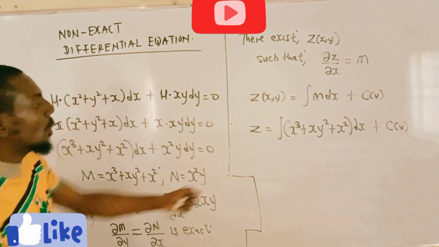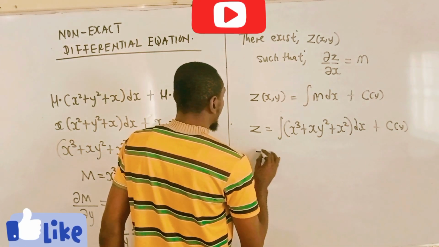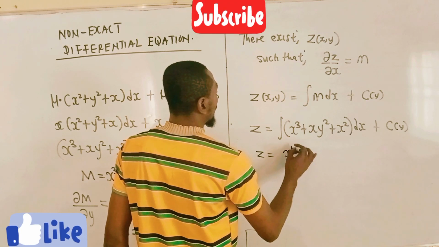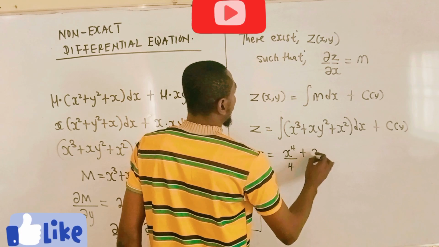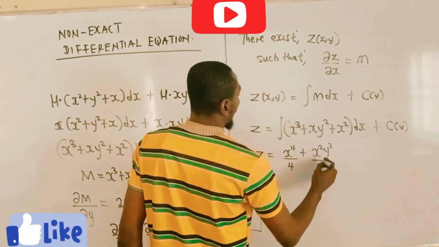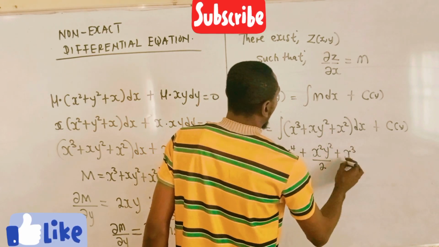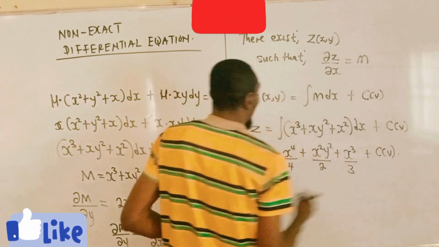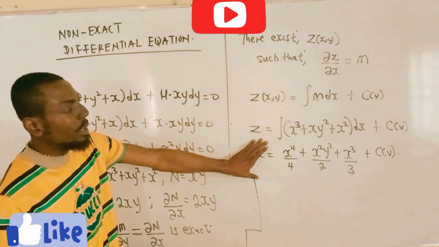Okay? So integrating this with respect to x, we have z equal to x raised to the power 4 over 4, plus, with respect to x here, x raised to the power 2y squared. We add 1 to the power and bring the power down, which is 2, then integrating x here gives x raised to the power 3 over 3 plus c of y. Alright? So this is our main original equation.